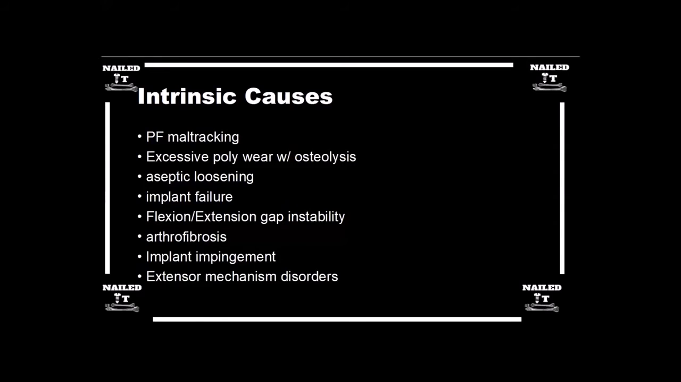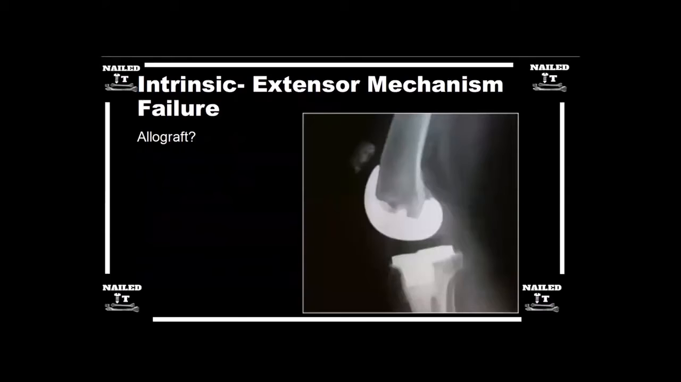Yeah, you can see that sometimes. It's pretty rare, I think. Extensor mechanism disorders, that's a catastrophic complication. It's usually not a cause of pain. But sometimes what you can see is, if you make your arthrotomy too close to the patella, you don't have a good soft tissue sleeve, and that arthrotomy can rupture. That functions a little bit like an extensor mechanism disruption where the patient is unable to extend the knee.